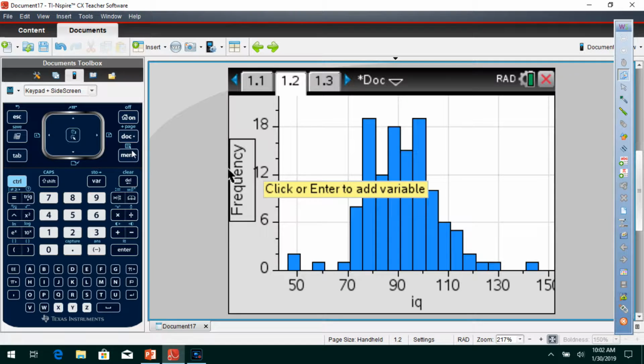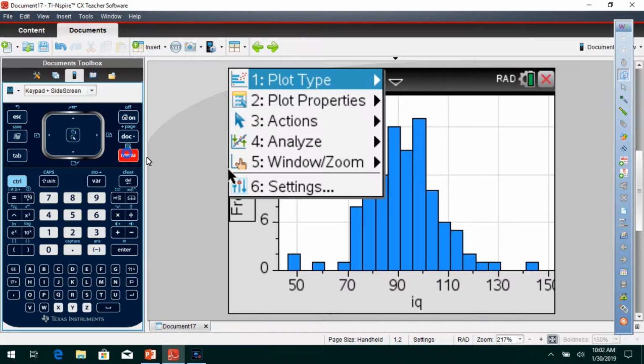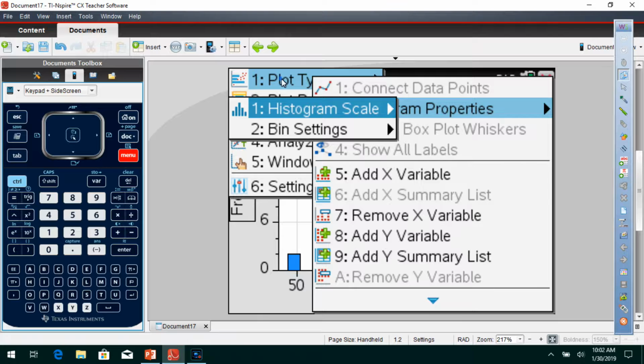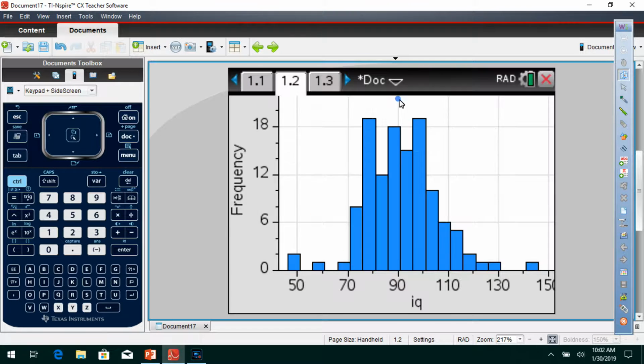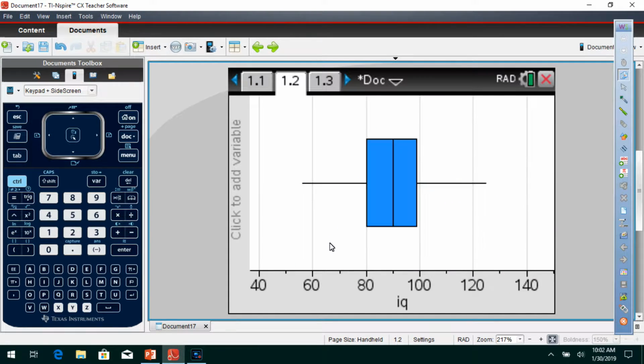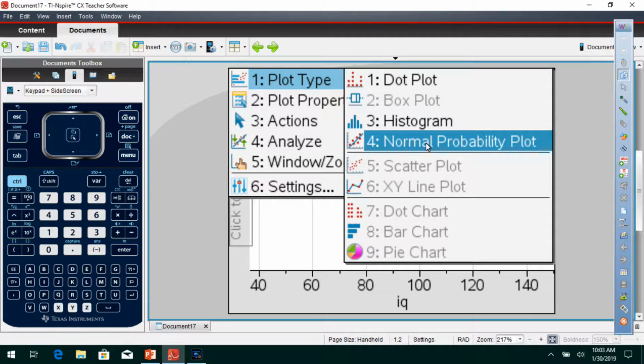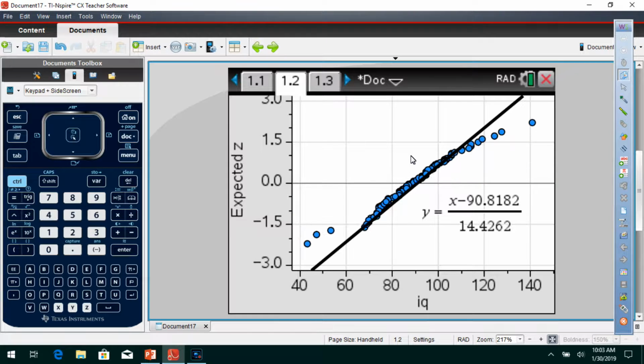And if you weren't sure, a real quick way is a box plot. And see, it's looking like it might have 4 outliers. So that kind of fooled you a little bit. Next, let's make it a normal probability plot. And see, it's pretty close to the straight line.